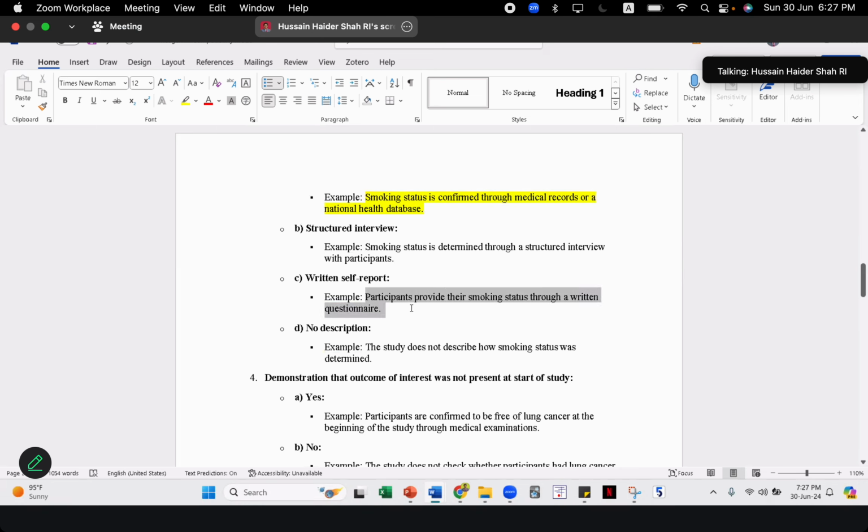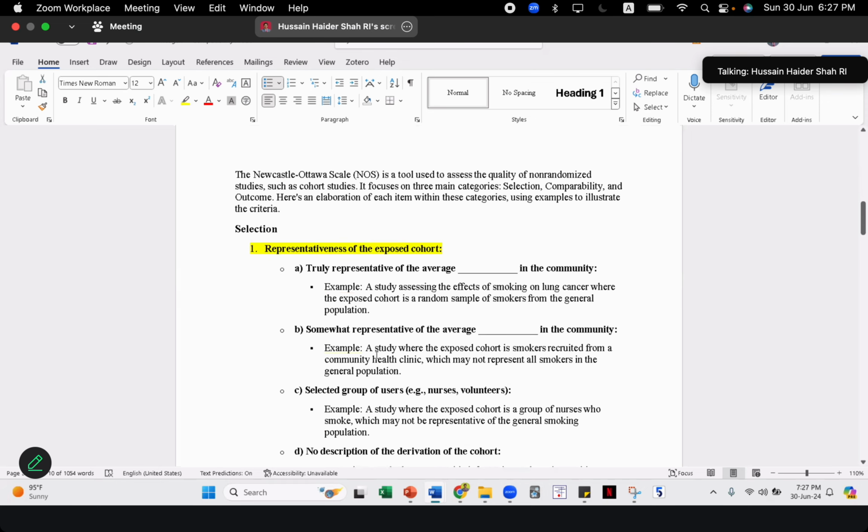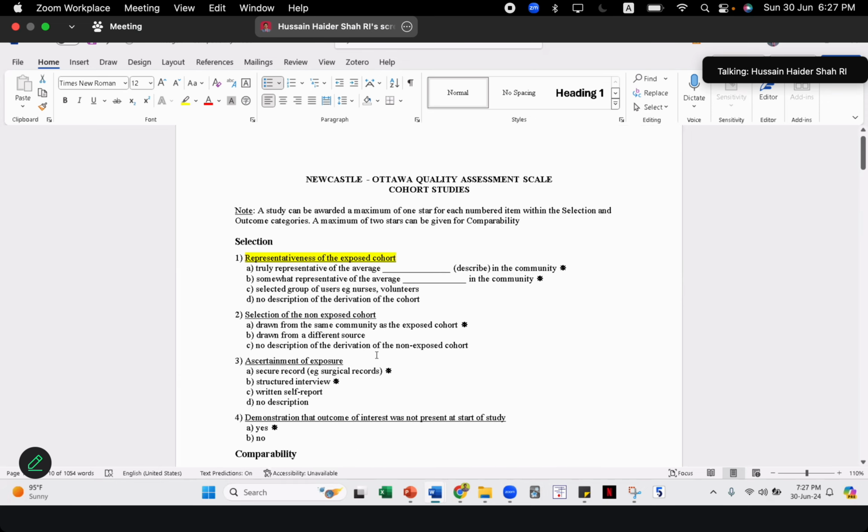But if the participants provide their smoking status through a written questionnaire, we won't give it a star. If the study does not describe how the smoking status was determined, we won't give it a star. Up till now, these three questions are cleared. Do you understand it?